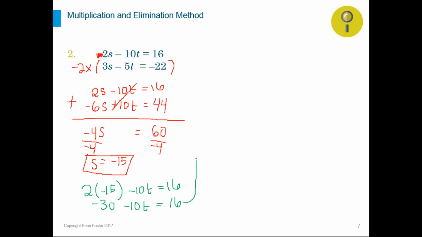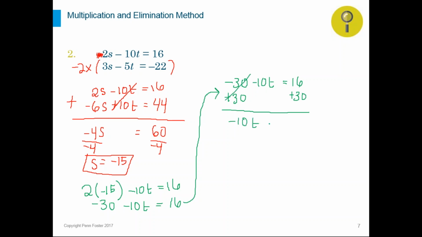I'm going to finish up the work over there. So I have negative 30 minus 10t equals 16. I'm going to rewrite that on the top so we are able to decide on the next step to solve that one equation in one variable. That would be the first part of this unit. Well, I need to isolate the 10t, so add 30 and add 30. Since 30 has a negative sign, that's a subtraction, equivalent to subtracting 30. So add 30 to both sides. This is 0. Negative 10t equals 16 plus 30.